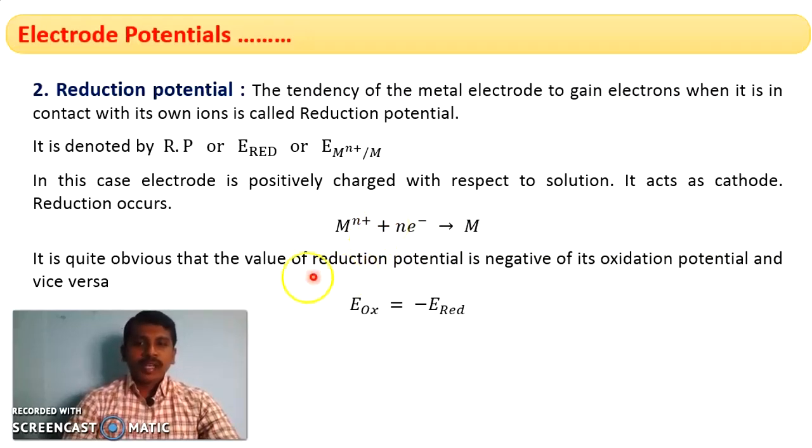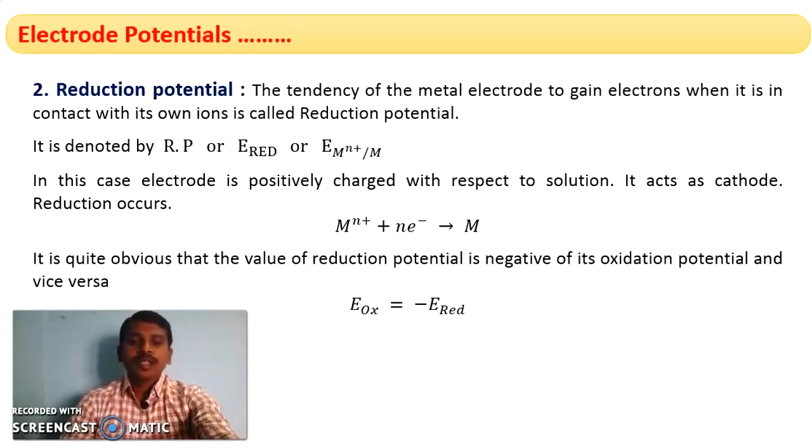An important point here is that the value of reduction potential is the negative of its oxidation potential, and vice versa. Oxidation potential value and reduction potential value are the same in magnitude but opposite in sign. So we have the formula EOX is equal to minus E reduction, or E reduction is equal to minus EOX. This is about the different types, that is, oxidation potential and reduction potential.